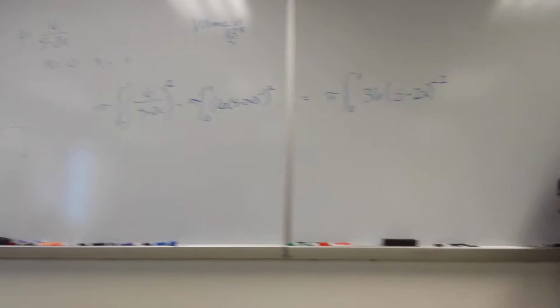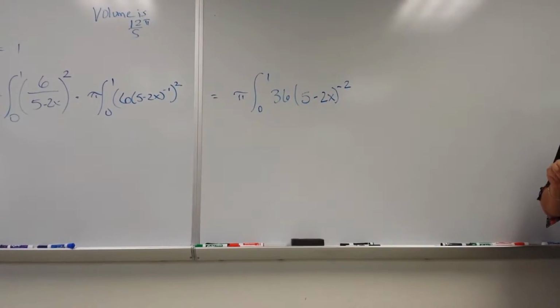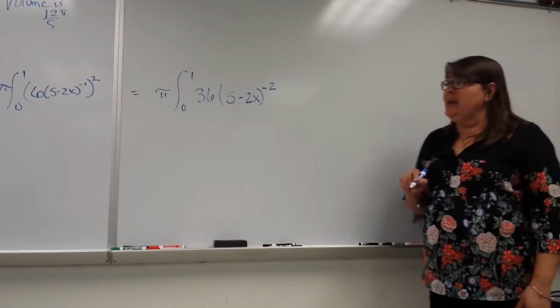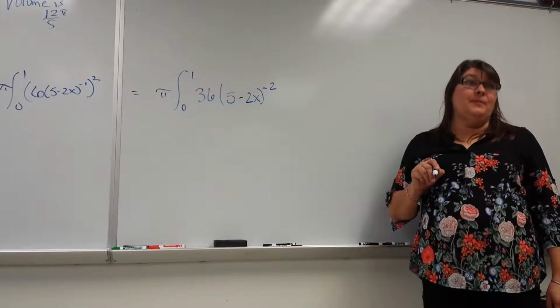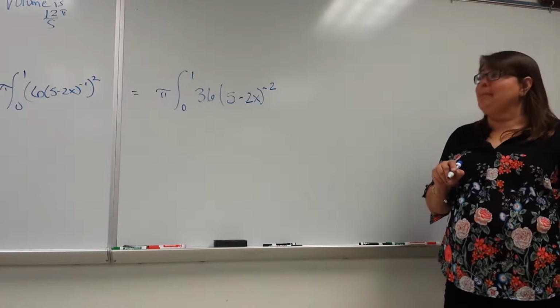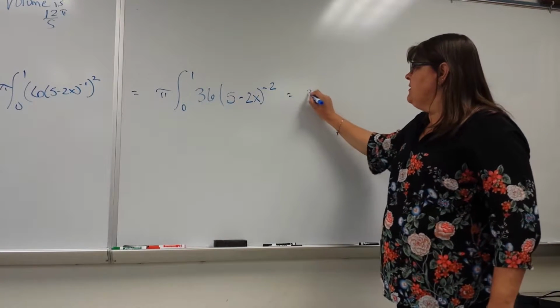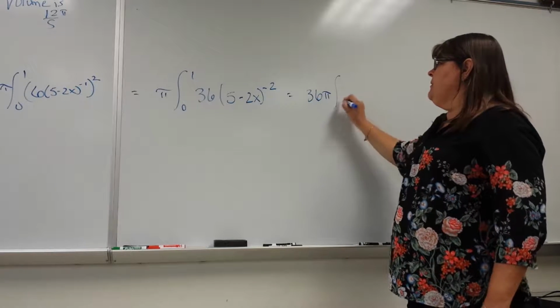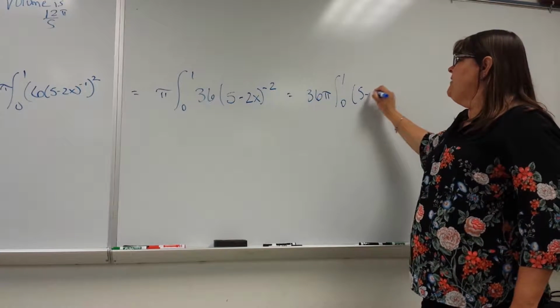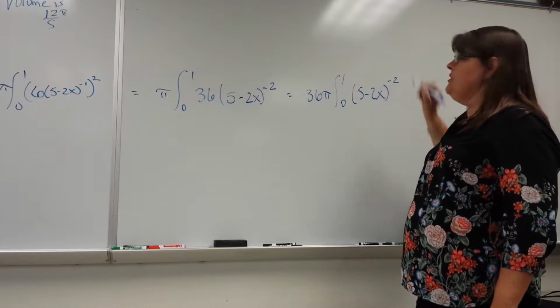Could you bring the 36 out front? I would 100% do that. I would say, oh my gosh, put it with the pi. So the next thing I would make it look like is 36 times pi from 0 to 1 of 5 minus 2x to the negative 2.